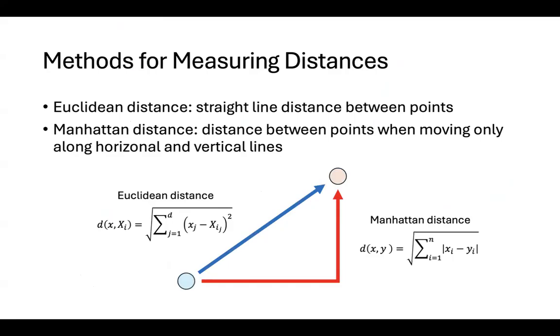There are multiple methods for measuring distances within this algorithm. Two of them are the Euclidean distance, which is the straight line distance between points that is denoted by this equation here and this blue line. And the Manhattan distance, which is the distance between points when moving only along horizontal and vertical lines. That is shown here by this equation and this red line.